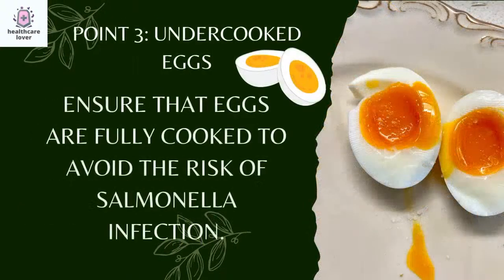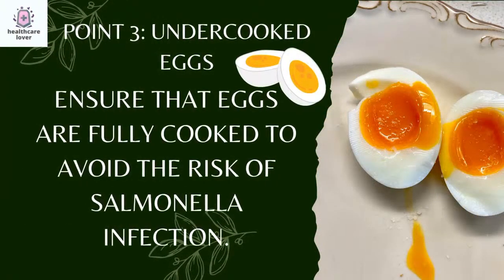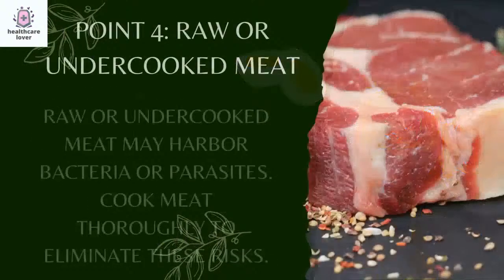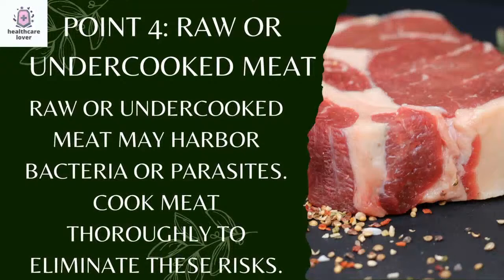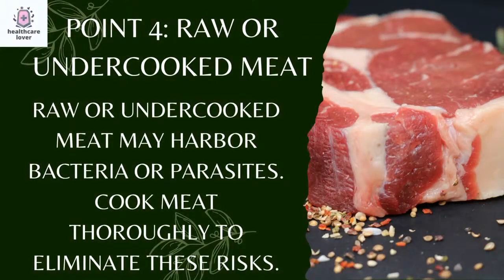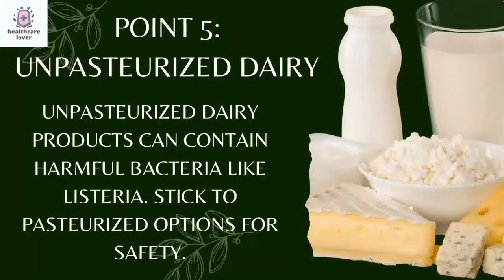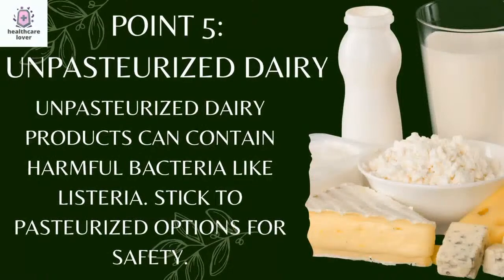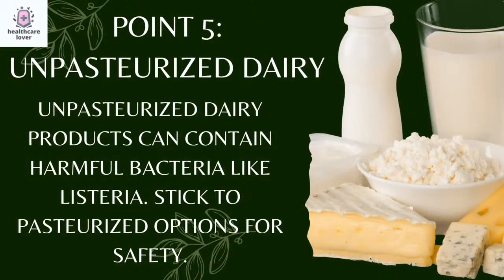Point 3. Undercooked eggs. Ensure that eggs are fully cooked to avoid the risk of salmonella infection. Point 4. Raw or undercooked meat. Raw or undercooked meat may harbor bacteria or parasites. Cook meat thoroughly to eliminate these risks. Point 5. Unpasteurized dairy. Unpasteurized dairy products can contain harmful bacteria like Listeria. Stick to pasteurized options for safety.